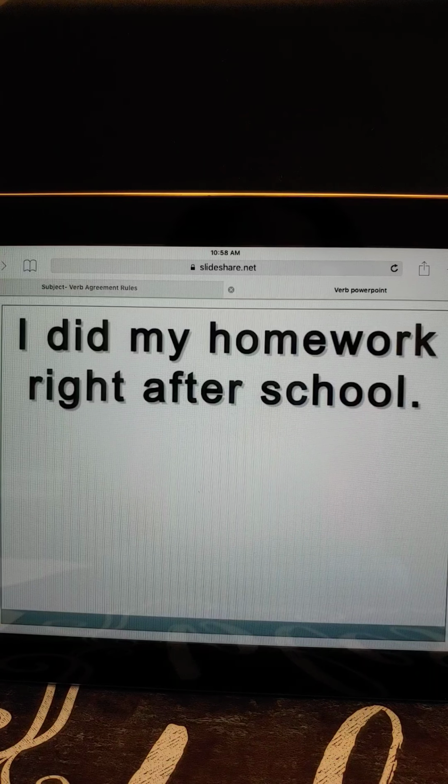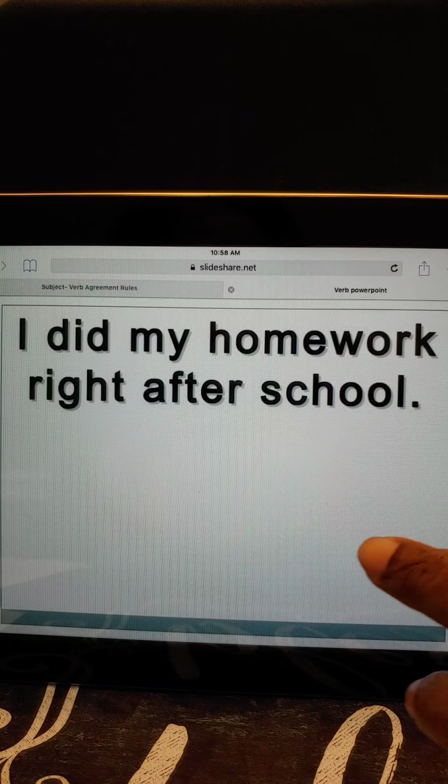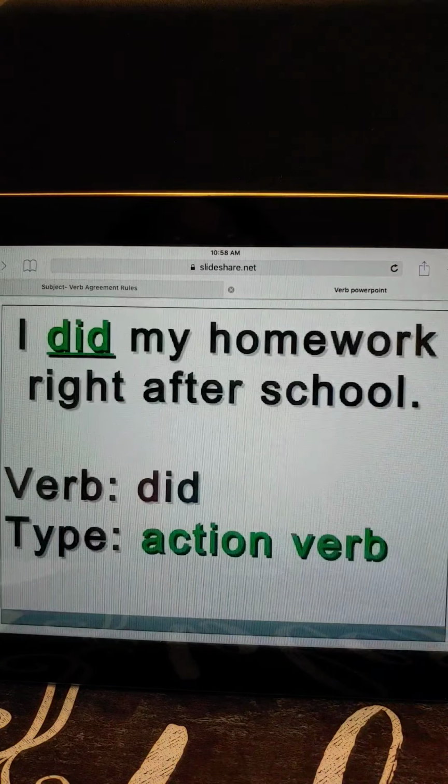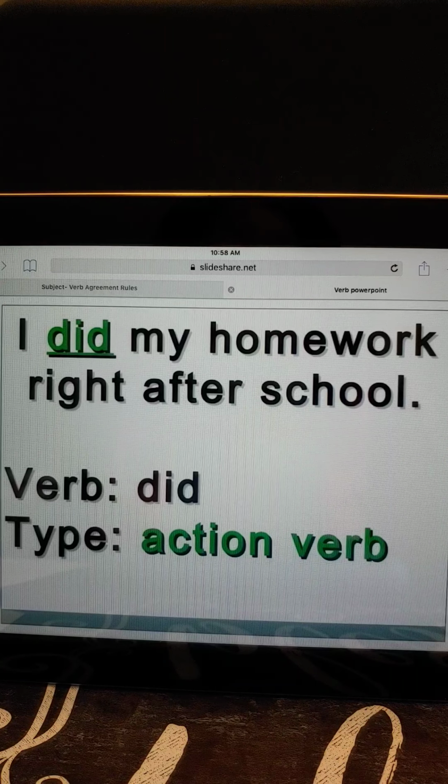I did my homework right after school. Did is underlined because this is a verb. What kind of verb do you think this is? If you said action verb, you are correct. I did my homework right after school. Some of you might have said helping because you were probably thinking of was and is and thought did fit right into that category. No, it's not. It's an action verb, okay?